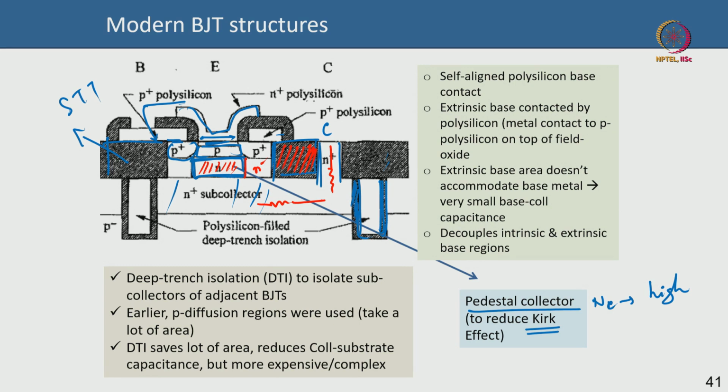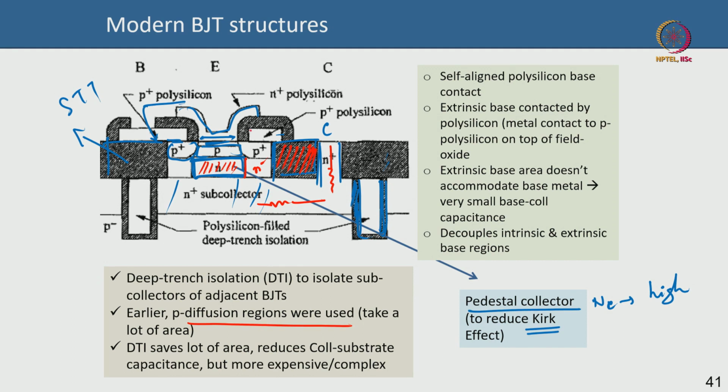Okay. This deep trench isolation I already told is for isolating devices and even circuits. Earlier p-type diffusion regions were used, but they are not used now, they take a lot of area. So, deep trench isolation is great, it reduces a lot of area, it also reduces the capacitances. It's more expensive, but it's increasingly adopted, of course, it's adopted universally now.